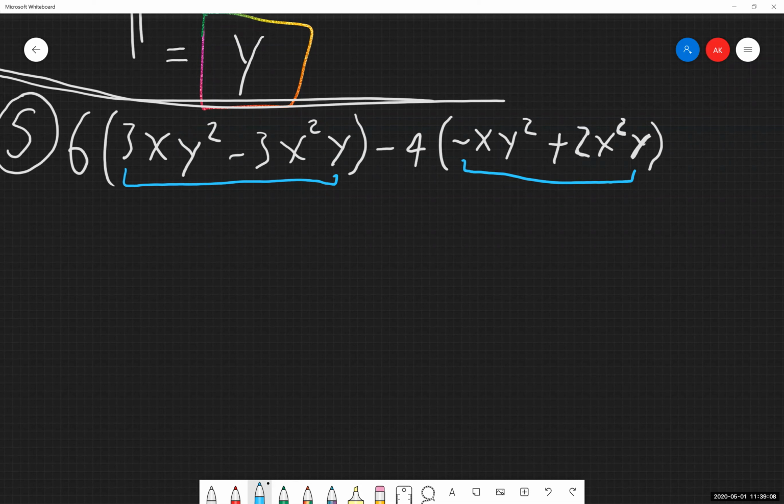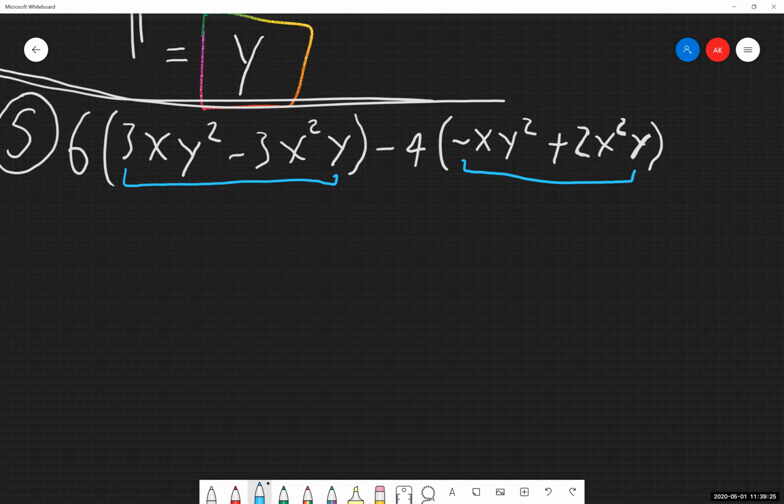Remember, the variables need to be the same, and all of the exponents attached to each of those variables need to be the exact same. So in the first set of parentheses, I cannot combine anything together. Both have x's, both have y's, great. Exponents are different. Can't do anything else with that.